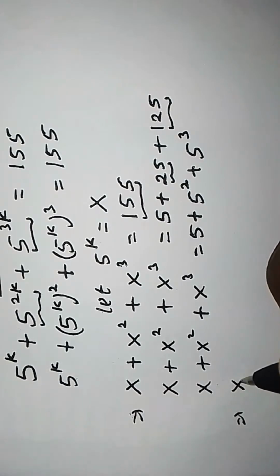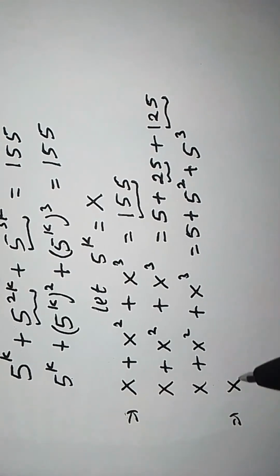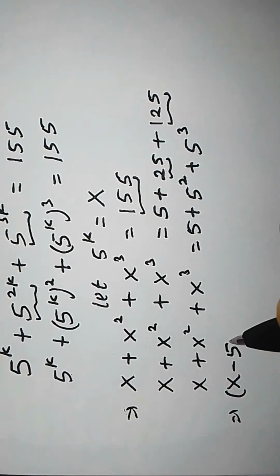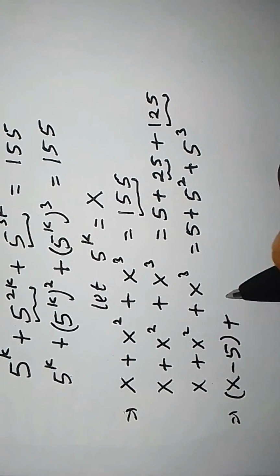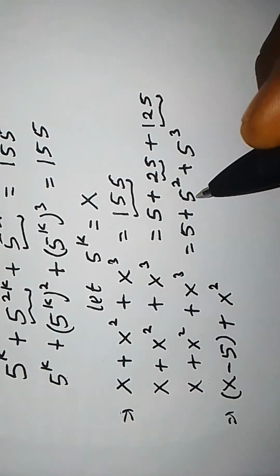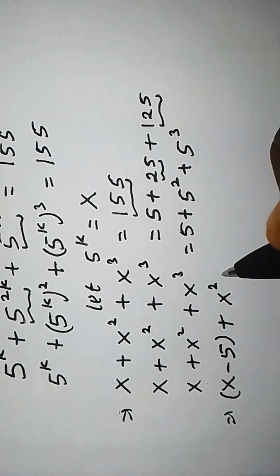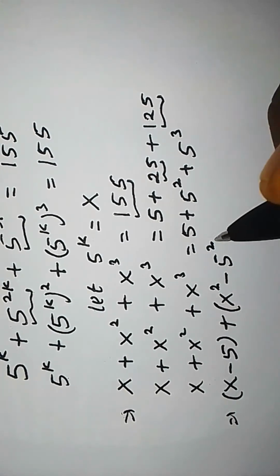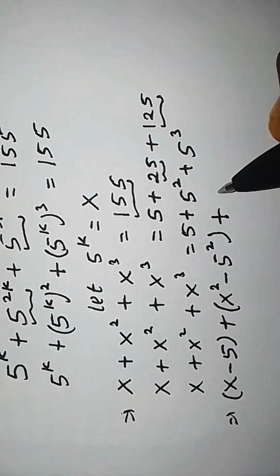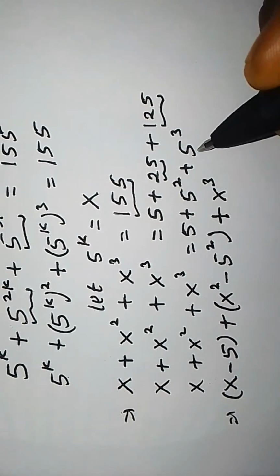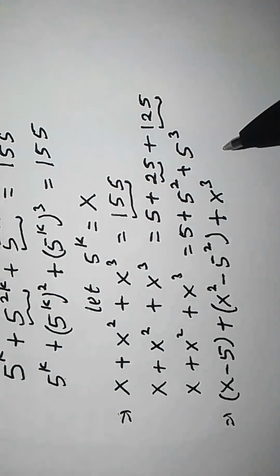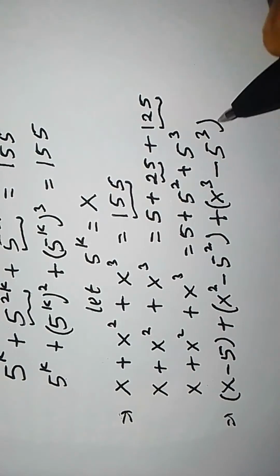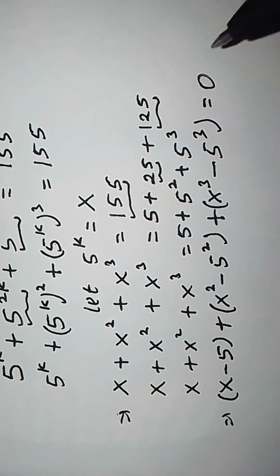We have x, moving 5 to the left hand side, that becomes minus 5. We can put it in brackets. Plus x square, moving 5 square to the left hand side, that will be minus 5 square. Let's put it in brackets too. Plus x to the power of 3, moving 5 to the power of 3 to the left hand side, we have minus 5 to the power of 3. Let's put it in brackets also. This equals 0.